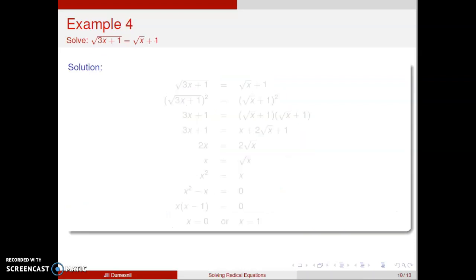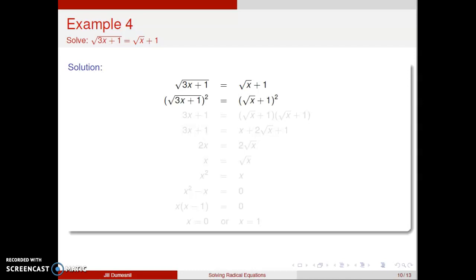Now we'll consider an example with two radical expressions. Solve the equation square root of the quantity 3x plus 1 equals the square root of x plus 1. Notice that in one radical expression the plus 1 is in the radicand, but in the other expression plus 1 is not under the radical. These two radical expressions are already separated. We need to square both sides to eliminate square roots.